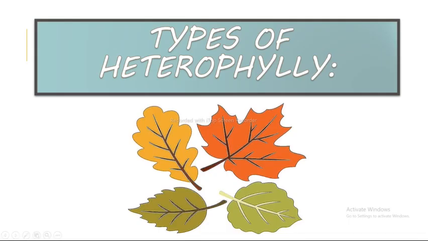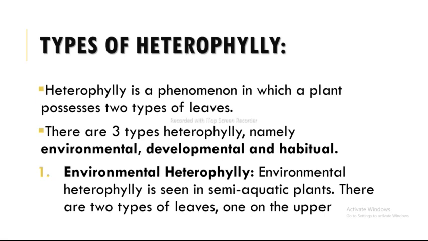Next I am going to discuss the types of heterophyly. Heterophyly is a phenomenon in which a plant possesses two types of leaves, and there are about three types of heterophyly, namely environmental, developmental, and habitual. The first type is environmental heterophyly.